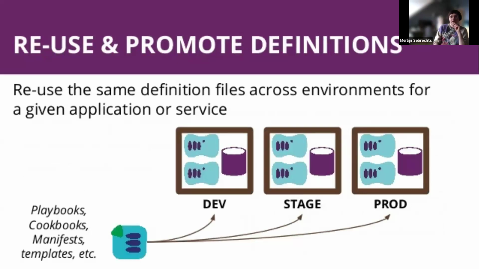Another concept is the reuse of definitions. It is very, very important to reuse the exact same infrastructure as code definitions in dev, in stage, and in production. This way, you are 100% sure that if your application works in dev, it will also work in production, because you know that the infrastructure in production is the same, because it comes from the same infrastructure code.